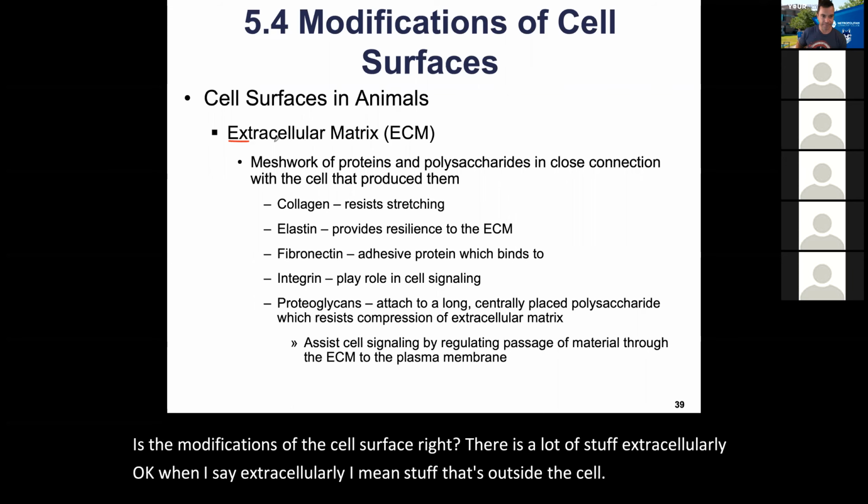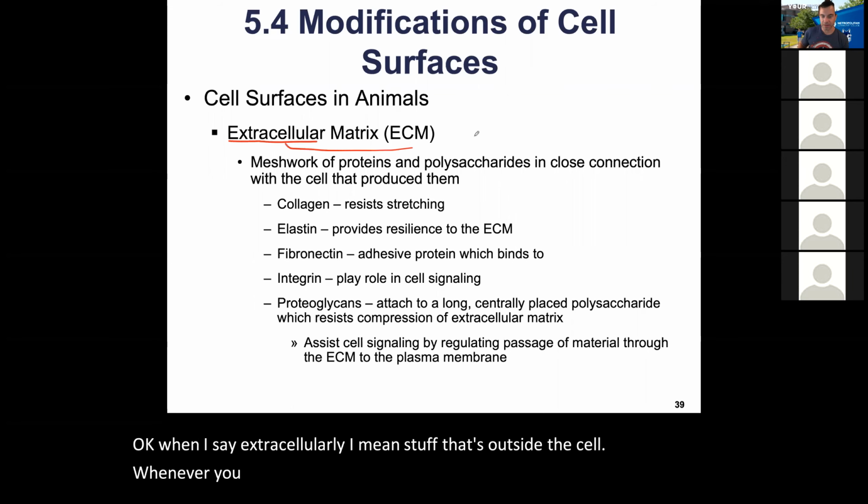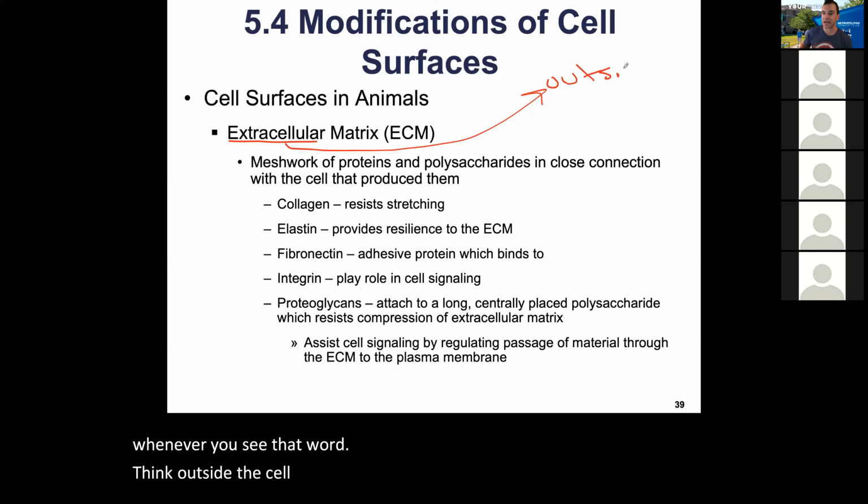Extracellular, whenever you see that word, think outside the cell. Outside the cell. Okay.